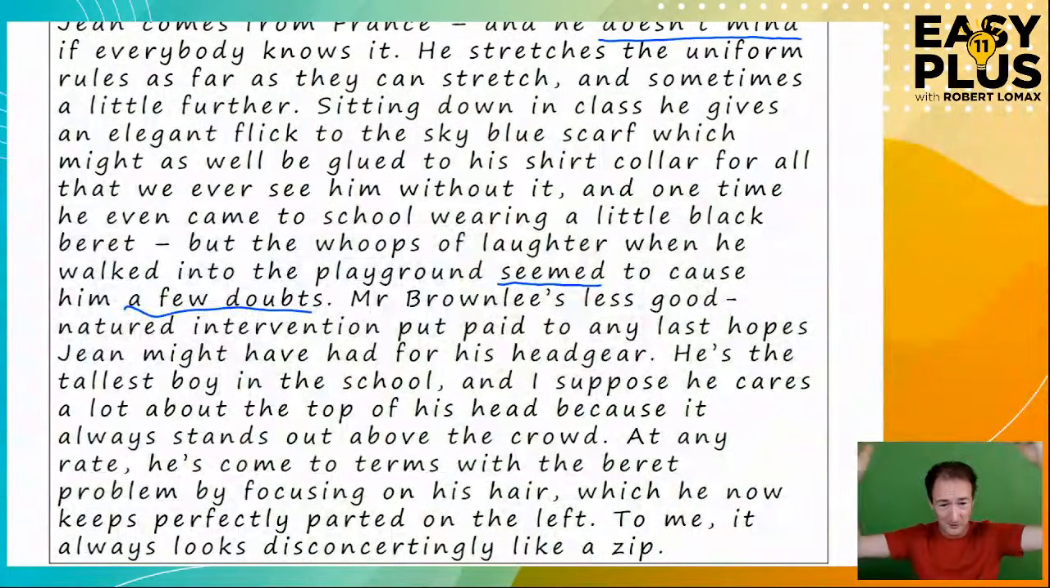If I do that too much, you'll see all the bits where there isn't so much hair anymore. To me, it always looks disconcertingly like a zip. And this at the end is just the kind of perfect mockery of this. Open up his head and look inside, which when you think about it like that, is really gory and adds a kind of surrealism and makes the character seem a little bit ridiculous.